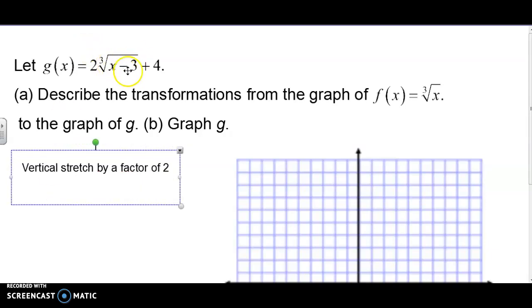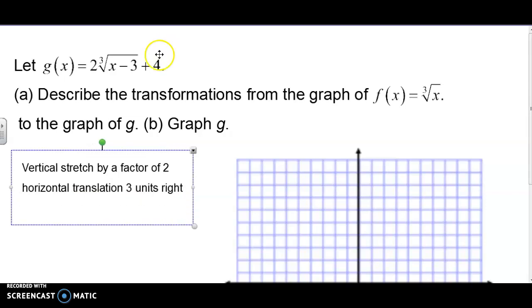Now what else is happening? Well, we're subtracting 3 on the inside, so that's a horizontal translation, 3 units right. And the last thing, we're adding 4 on the outside, so that's a translation again, but that's vertical because it's on the outside, so it's a vertical translation, 4 units up. Alright, so those are the 3 things that we're having with the transformations.